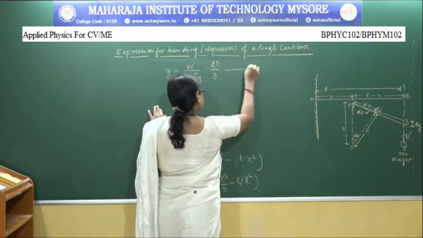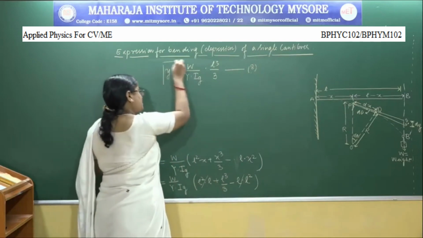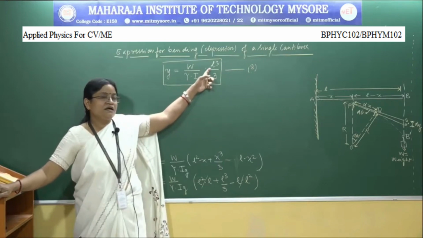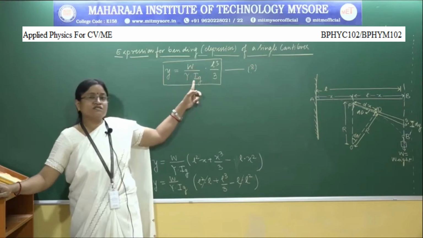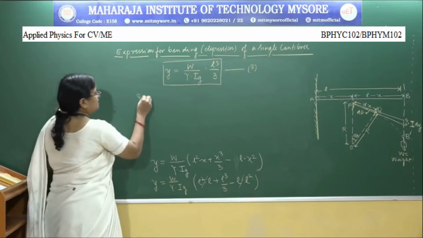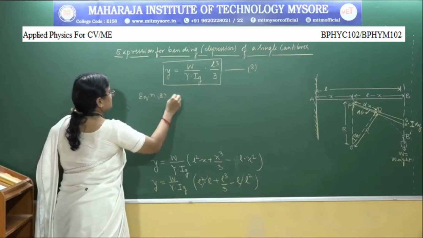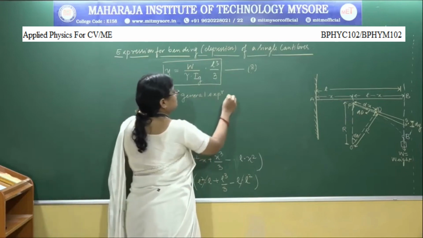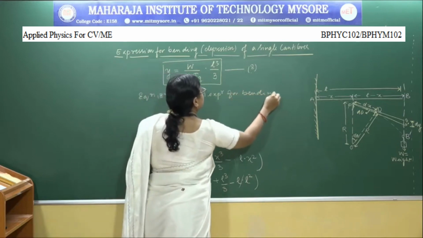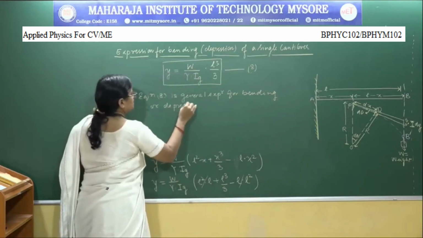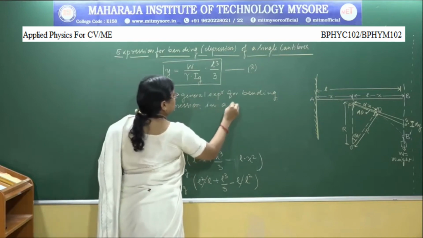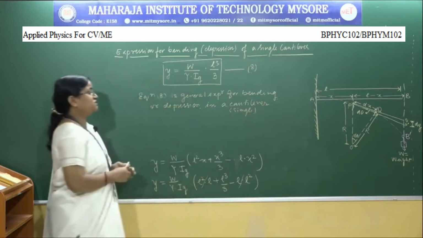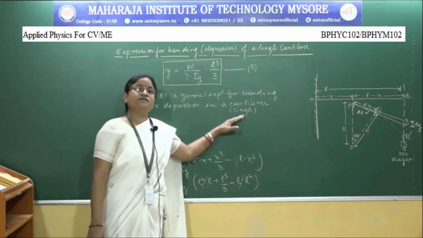Equation number 8. So, this is the general expression for bending in a single cantilever when the beam length is L, the weight applied to bend the beam is W, Y is Young's modulus and Ig is moment of inertia. Equation 8 is a general expression for bending or depression in a single cantilever.